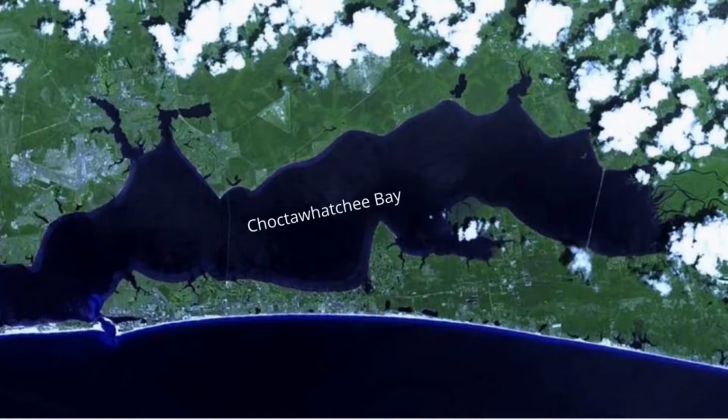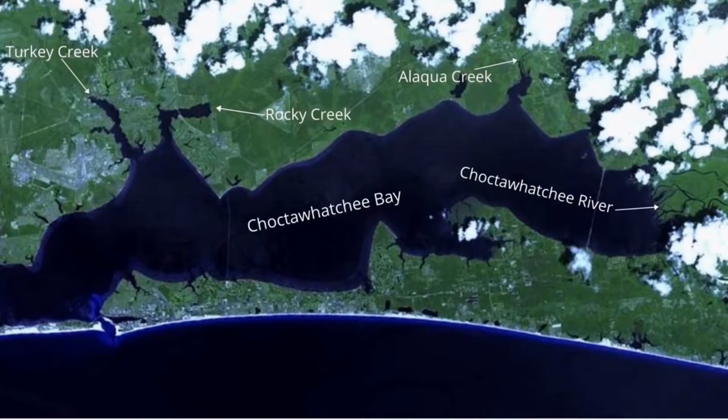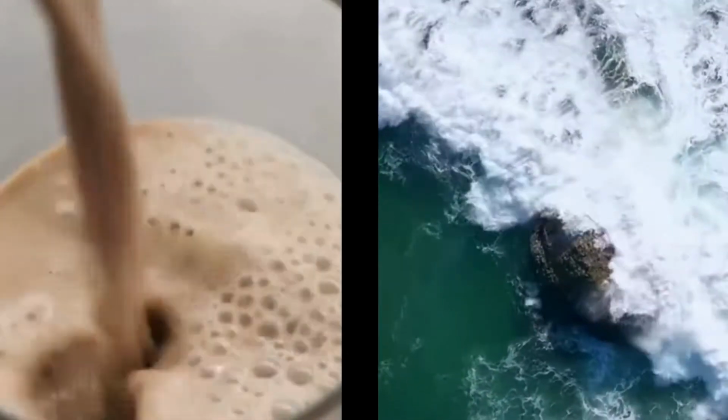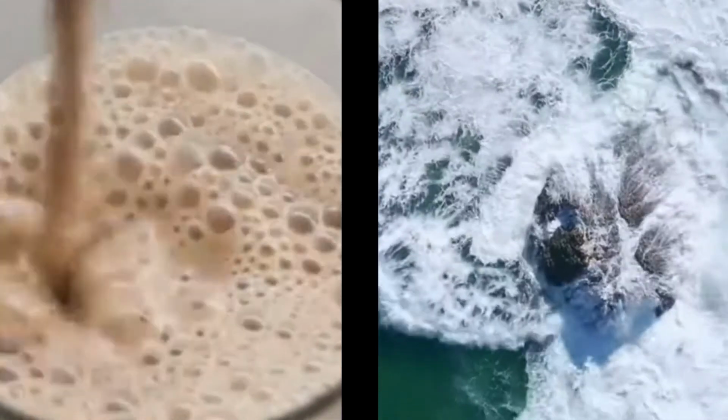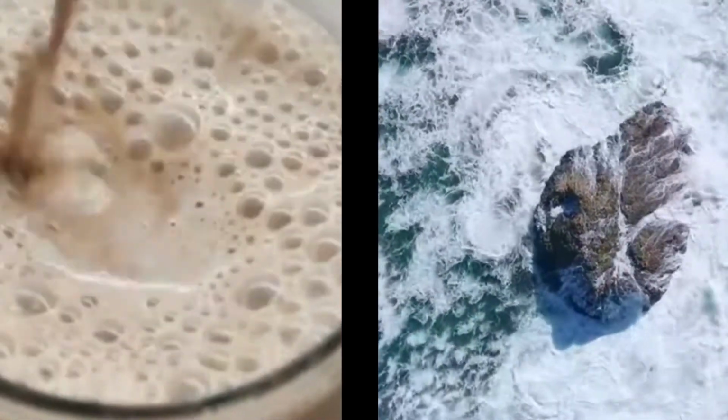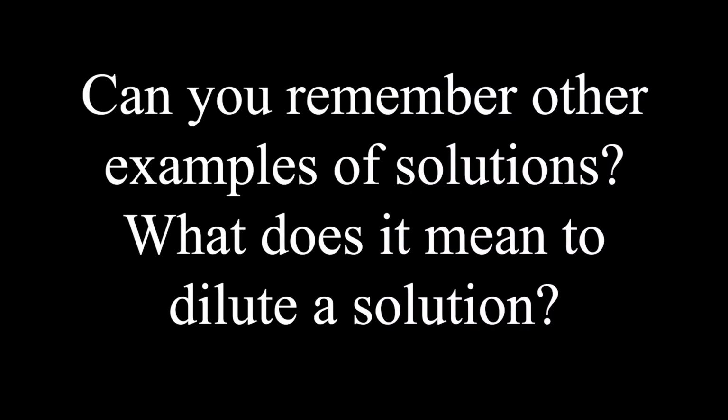We get our fresh water from the Choctawhatchee River and lots of creeks. Rain also adds fresh water. It mixes with salt water entering through the Destin Pass to create a brackish water solution. Can you remember other examples of solutions? What does it mean to dilute a solution? Pause the video now to discuss.